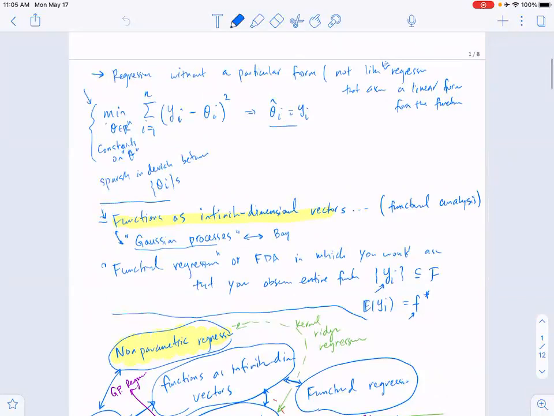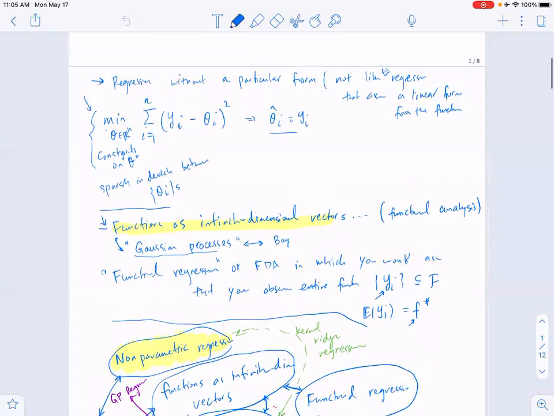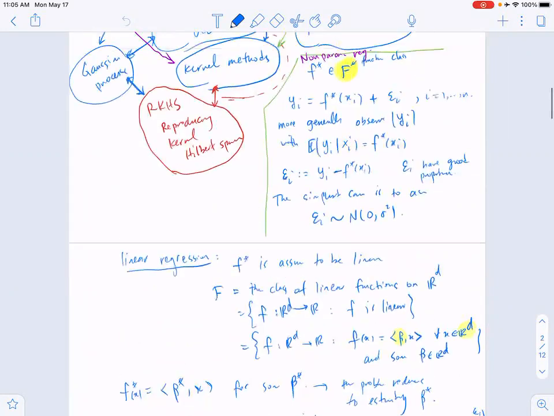Okay, so last time we started talking about non-parametric regression, and the idea was that we have this generalization of linear regression, which you're all familiar with, where we observe a function evaluated at certain points plus noise, and this function f star is assumed to belong to some function class F.